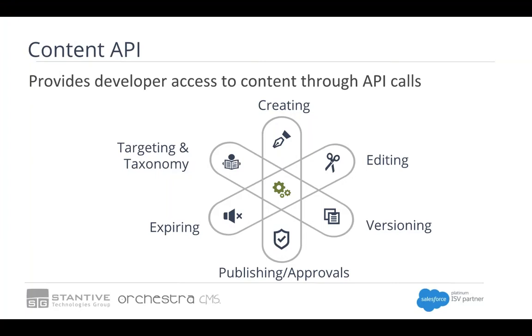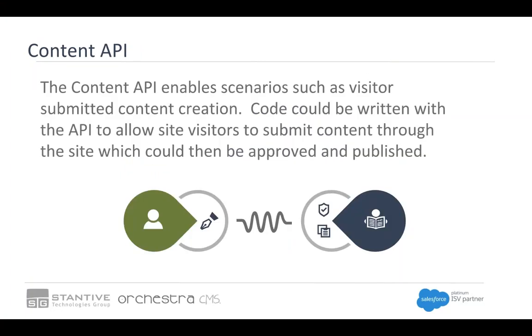For the developers in the audience, we've added some new APIs to the Summer 16 release. The new APIs are focused around creating and editing content programmatically, adding the ability for you to create code that can create, edit, version, expire, target, tag, and publish or send content for approval. What this does for you is enable scenarios such as off-platform content authoring and visitor-submitted content creation.